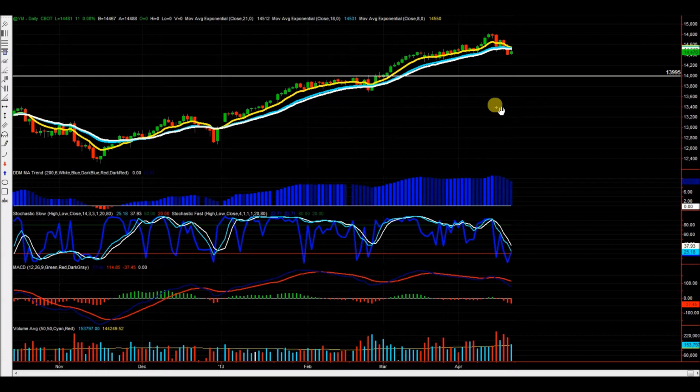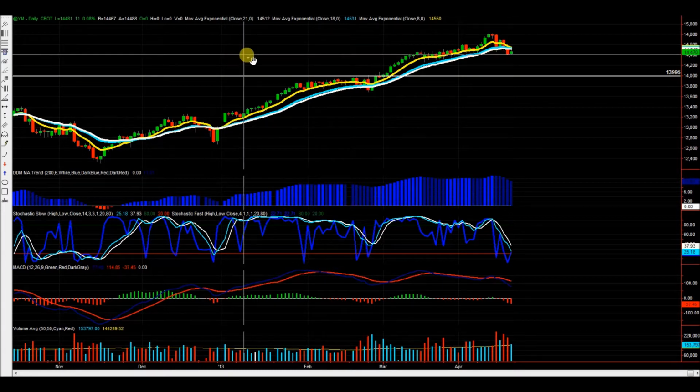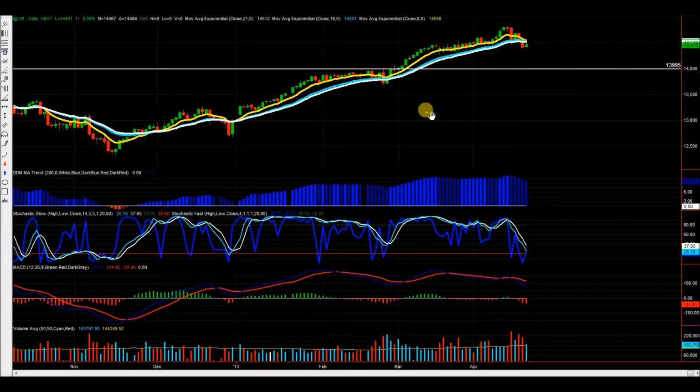So I had a little bit of a problem with my platform, and it actually erased all of my support resistance lines, all of my annotations and stuff like that, and all of my daily charts. So I'm going to have to recreate that as we go along. I apologize, this week might be a little bit longer in the analysis on each chart, but I'm going to try and keep this video pretty tight.